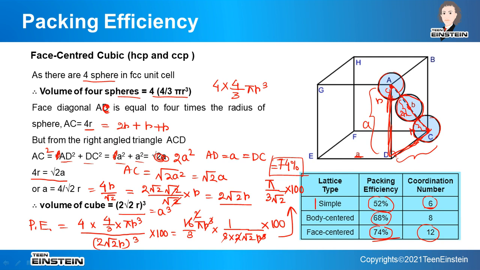If we count the surrounding particles and the coordination number is very high, that means the vacant space, that is the void amount, is very less. That means the occupied space is very high. That is why here it is 74%. So in this way we can find packing efficiency.